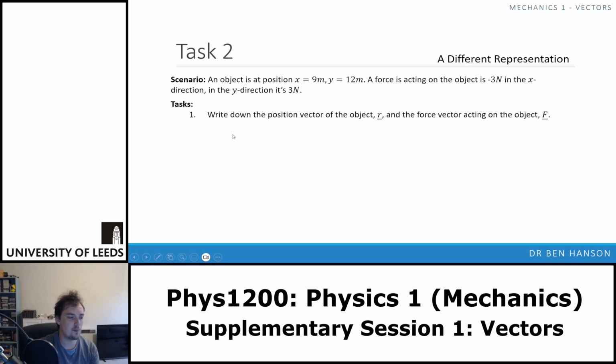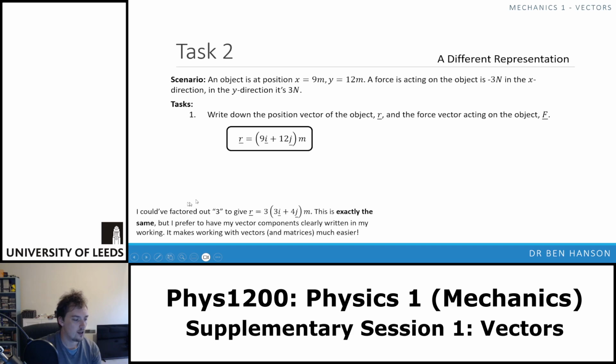Okay, so let's write down the position vector of r. R is 9 in the i direction, 12 in the j direction. Meters are the units, I've just factored them out. No problem. I could have factored out another 3, right? So it'd be 3 lots of 3i plus 4j. It's exactly the same, but I like to have my vector components very readable. So I know that this is 9 in the i direction. I don't have to worry about multiplying out the brackets here. I'm just keeping it in that form. Makes working with matrices a lot easier, that is true.